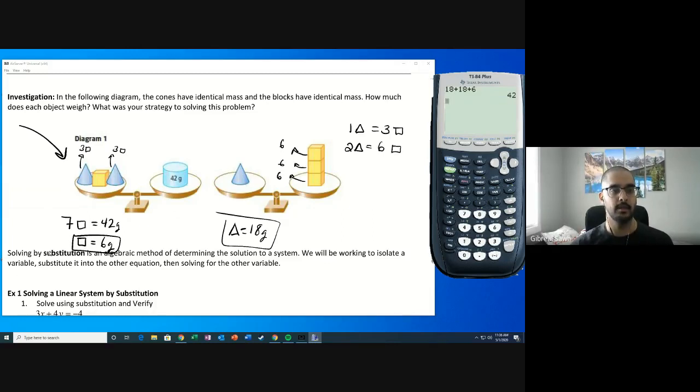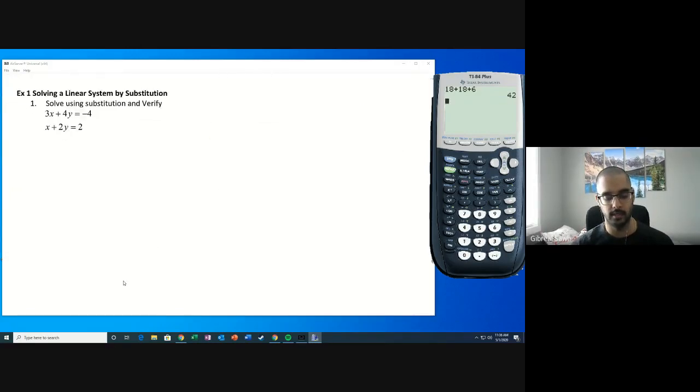The method we're going to talk about is called solving by substitution. It's an algebraic method of determining the solution to a system. We're working to isolate a variable, substitute it into the other equation, and then solve. Essentially, if I put that into words for this picture, we figured out how much one of those objects was. We figured out that the block was equal to 6. Then I took that number, the amount of that block, and put it into the other scale. So I used that somewhere else to figure out what the remaining variable was. We're going to do the same thing, except relate that to x's and y's.